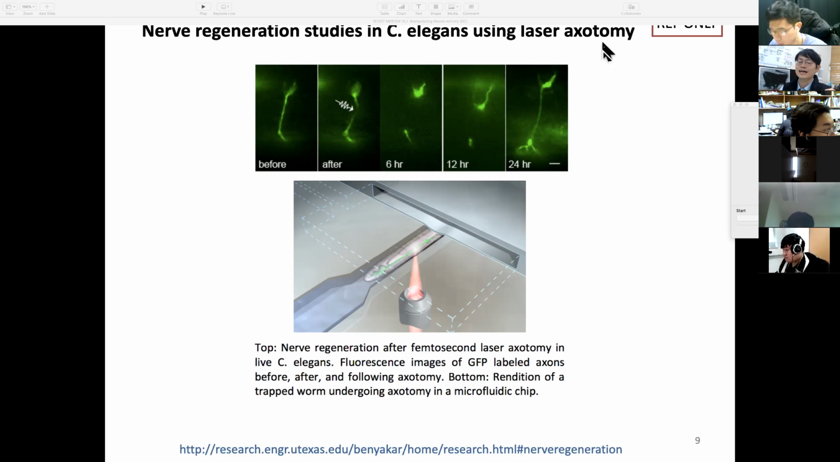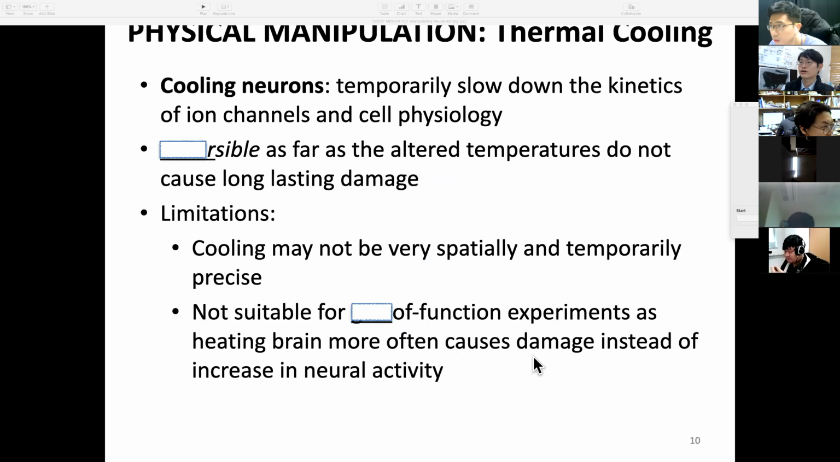It's called laser axotomy, meaning axon and tomy means cut, so you can cut a single axon by using a femtosecond laser, which is typically used for a two-photon microscope. Okay, so you can do very cool experiments with this.